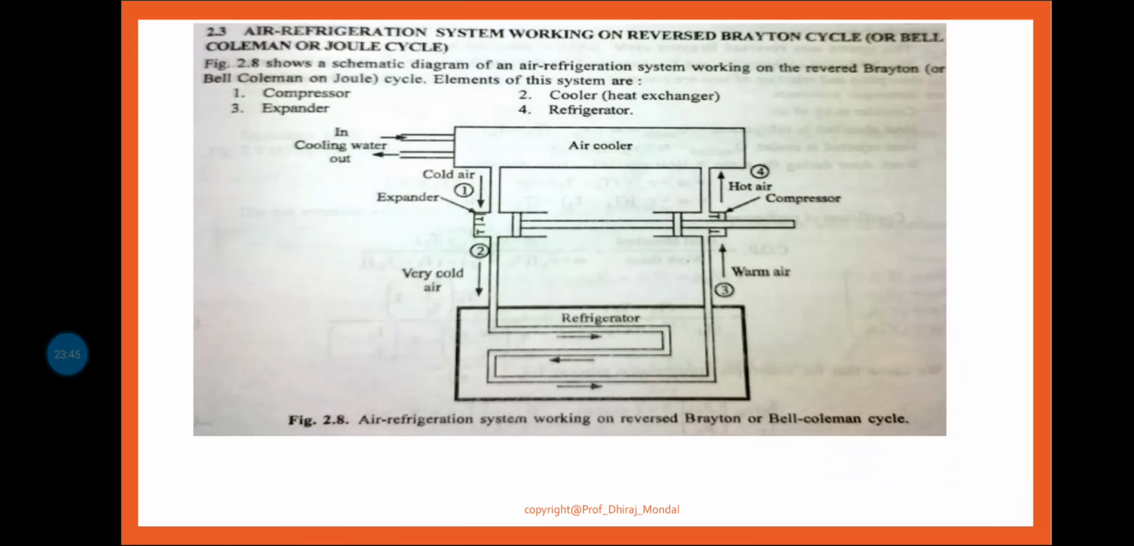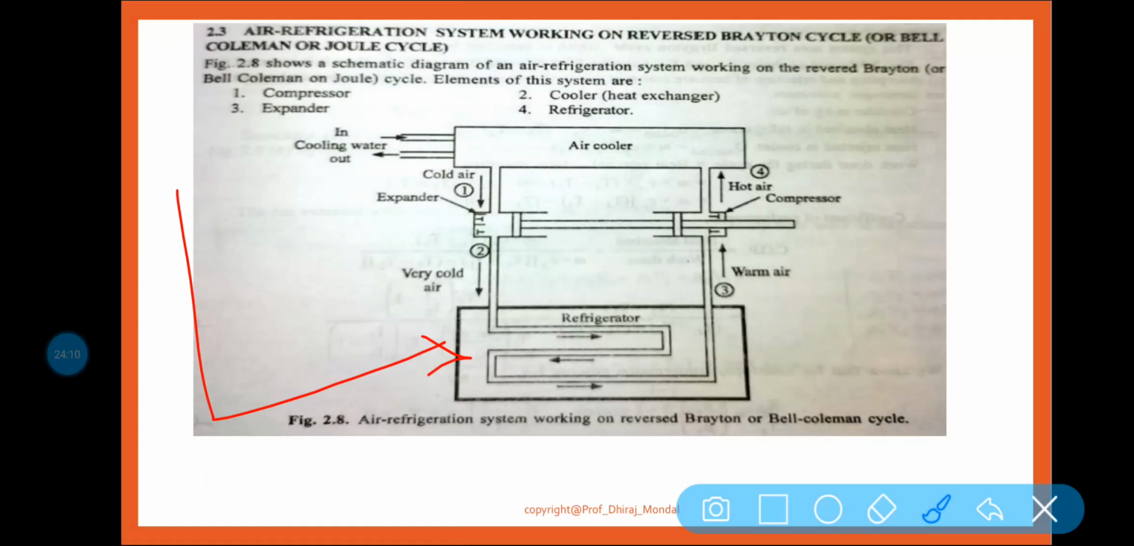Clear? So this is all about the numerical part. So I hope it is clear. 3 numericals have been given. You have to solve them in your home also. And here we are going to discuss about the air refrigeration system working on reverse Brayton cycle or Bell-Coleman or Joule cycle.